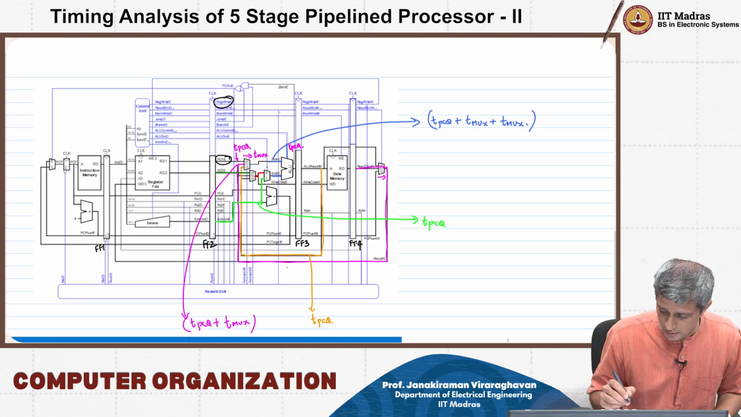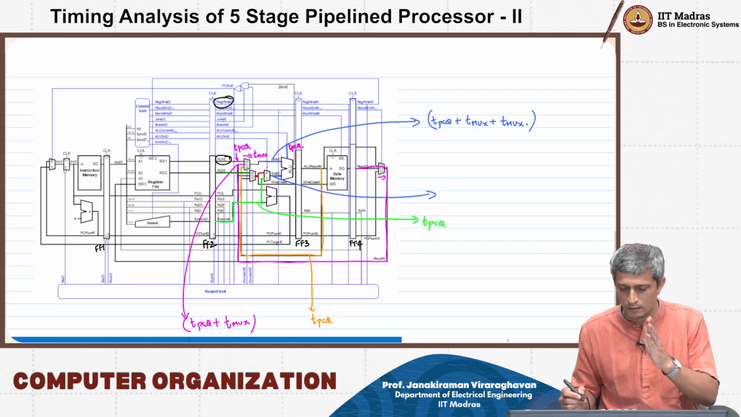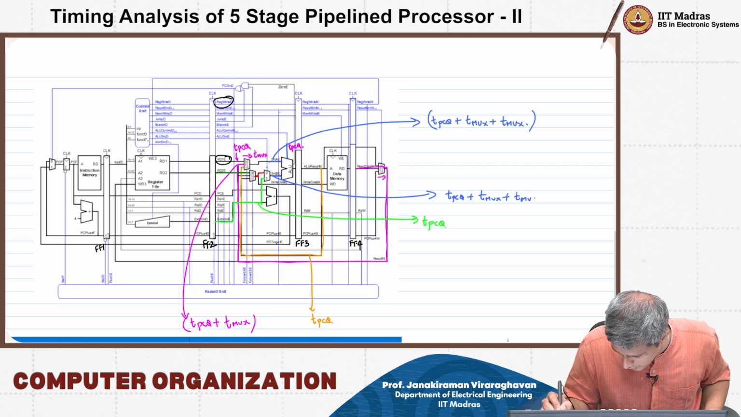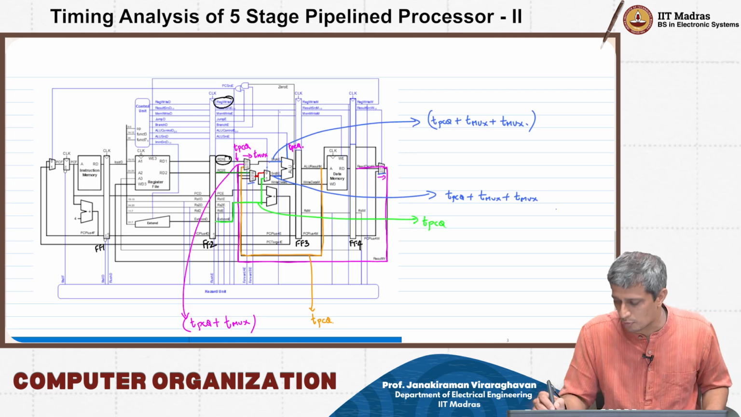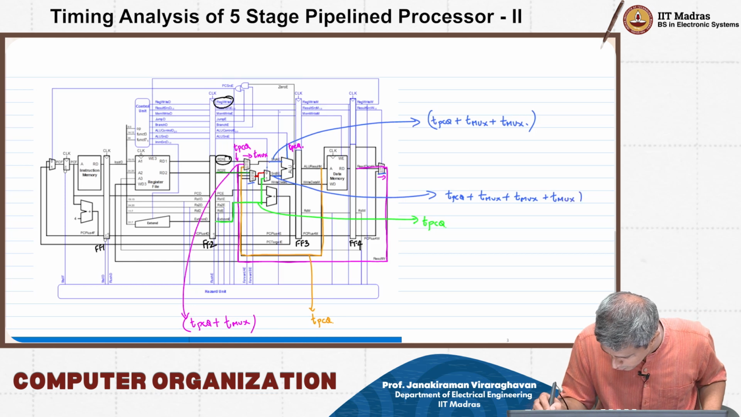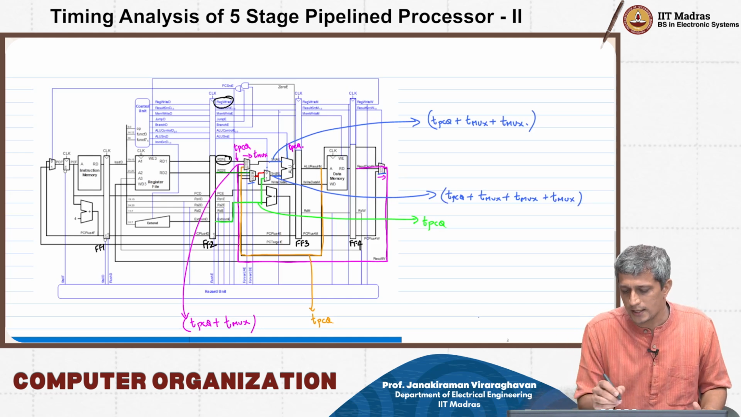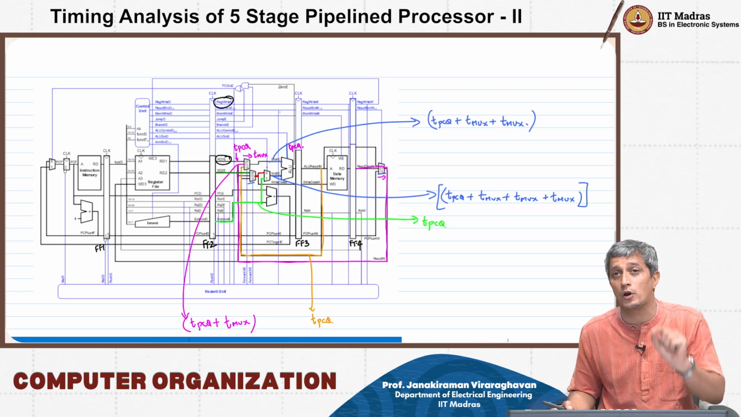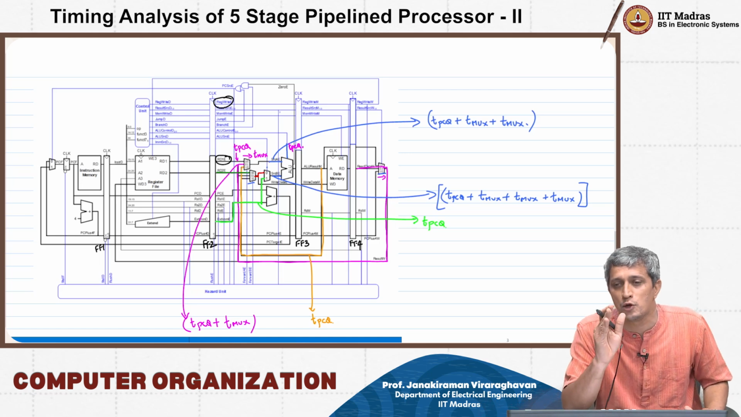So therefore, if you look at this source B signal here, it is basically very similar to the earlier one. So I have TPCQ plus Tmux plus Tmux, right? So this was one mux, this was one mux. Now I have another mux, so I'll put another mux there. So the ALU source A and source B are arriving at different times, and therefore what I need to now worry about is the maximum arrival time, which is the source B, right? And therefore the delay now is going to be incremented further by the TALU time, right?